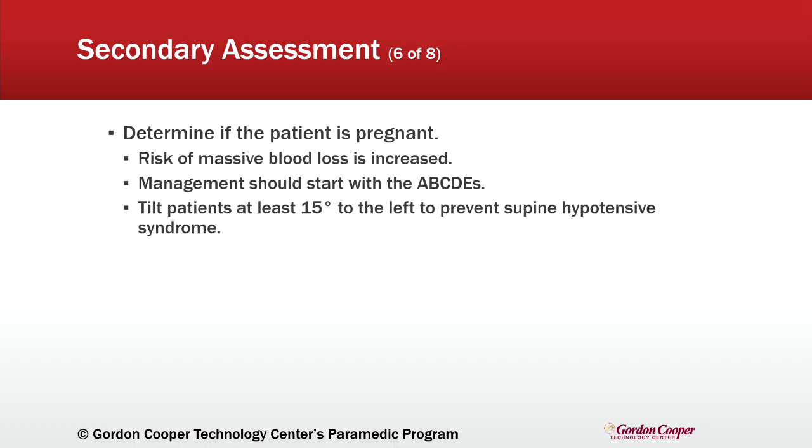Traumatic injuries can be made worse by pregnancy, and the risk of massive blood loss increases significantly. Patient management should begin with the ABCDEs. Pregnant patients have a higher risk of aspiration due to the increased gastric acidity, and they also have a reduced physiological reserve. So it's important to provide maximum oxygenation to our pregnant patients. For patients more than 20 weeks gestation, tilt them at least 15 degrees to the left to relieve uterine pressure on the inferior vena cava and prevent supine hypotension syndrome.